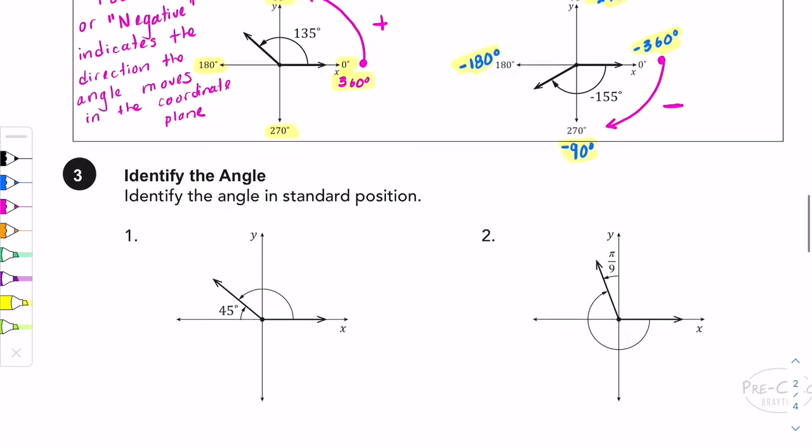So for the next example set, it says to identify the angle in standard position. So here you're going to want to use your benchmark angles. So use 90, 180, 270, and 360.